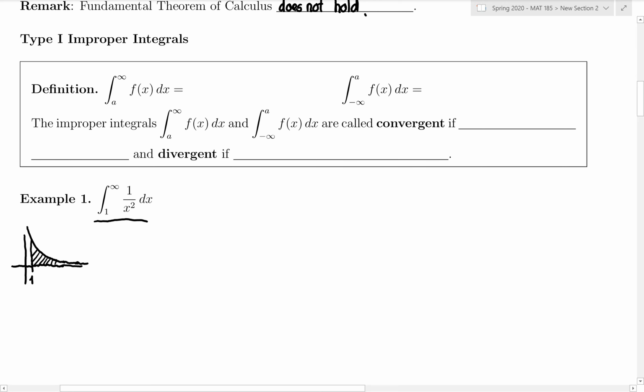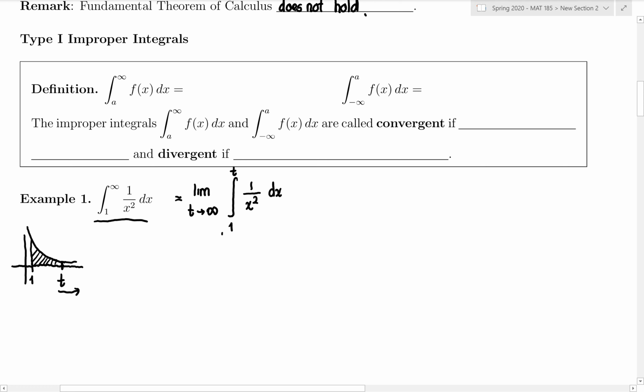I might say, let's compute this area, but since this keeps going on forever and ever, we have to keep going on forever and ever. The idea is that we're going to turn this question into a limit question. We're going to stop at this point here, which I'm going to call t, and find the area between 1 and t of 1 over x squared dx. I'm going to make this t larger and larger and see what happens to this area. In other words, I'm going to let the limit as t approaches infinity.